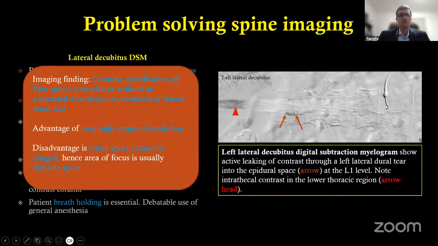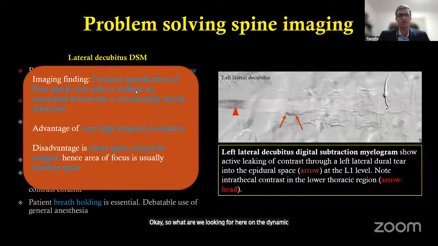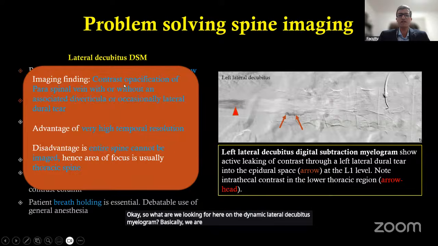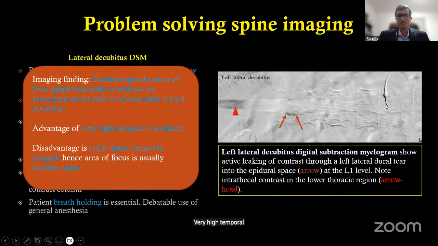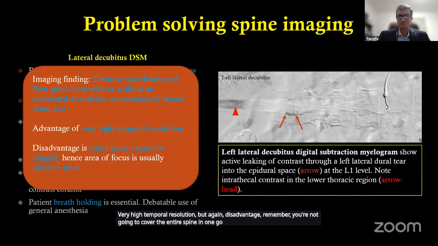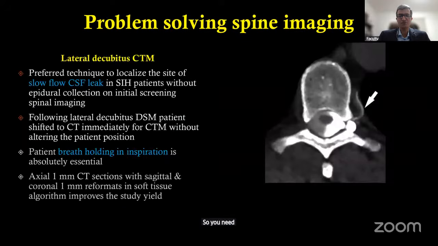Okay. So what are we looking for here on the dynamic lateral decubitus myelogram? Basically, we are looking for an opacification of the paraspinal vein. Usually they tend to be associated with a diverticulum or a lateral dural tear. And again, as we said for all these dynamic myelograms, the most important advantage is very high temporal resolution. But the disadvantage, remember, is that you're not going to cover the entire spine in one go, right? So you need to have a level of suspicion.